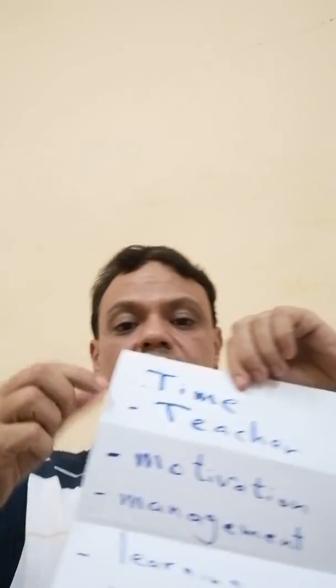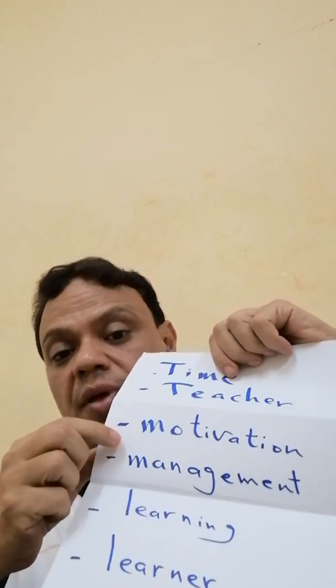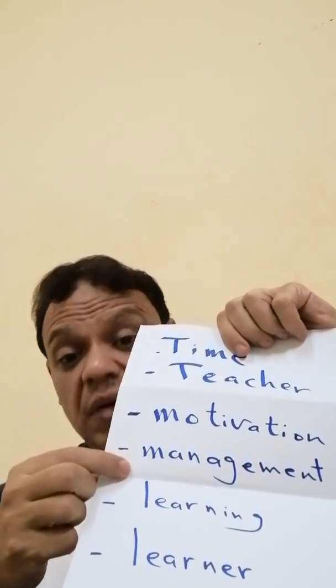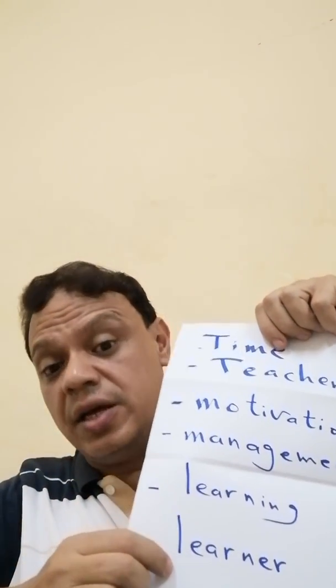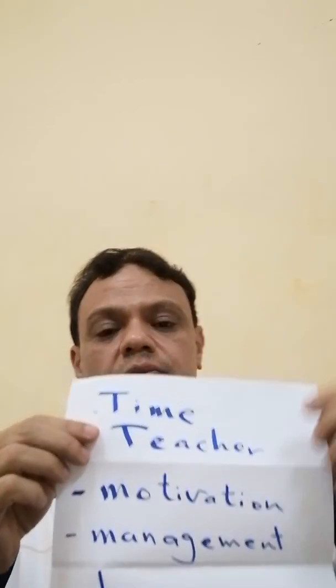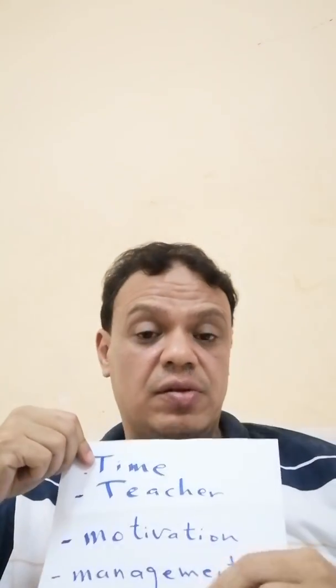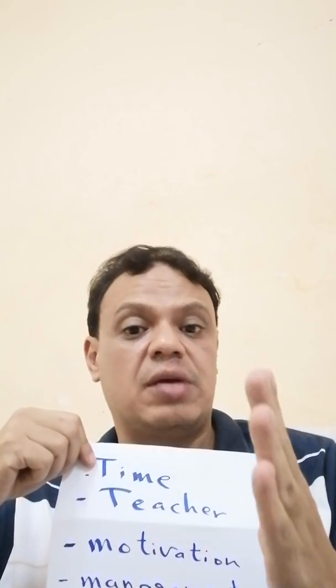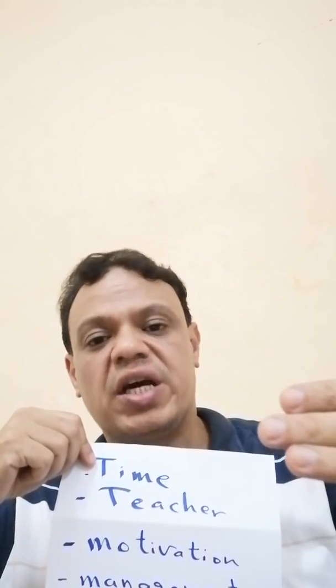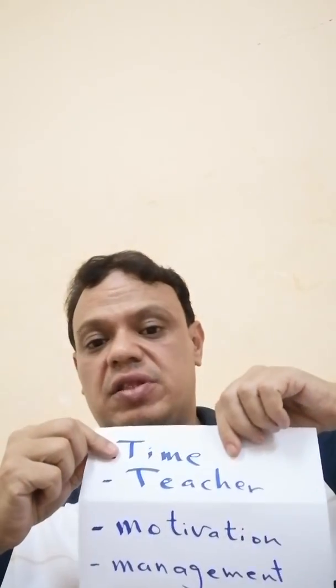Double T, time and teacher. Double M, motivation and management. Double L, learning and learner. Of course, time is saved in this activity because you have just 5 or 6 minutes. As I told you, the first time it can take longer, but afterwards when it becomes routine, it will not take longer than 5 minutes. So time is saved.